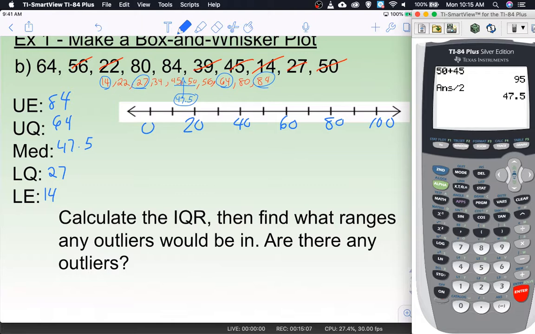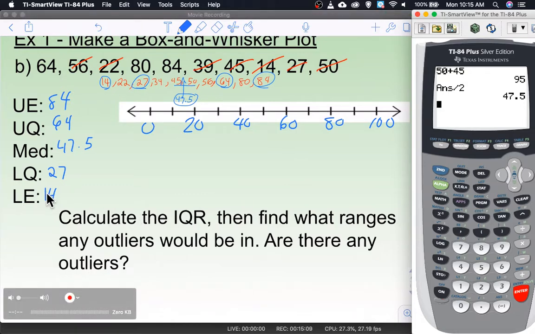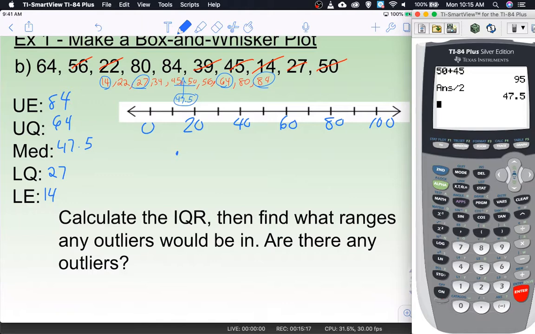Okay, so now putting our numbers in. Lower extreme, 14. I'm looking, there's 10, so 14 would be like here, but you put it down below. It's not on the line. 27 would be close to 30. 47.5 would be close to 50. 64 would be halfway between 60 and 70. 84 would be halfway between 80 and 90.